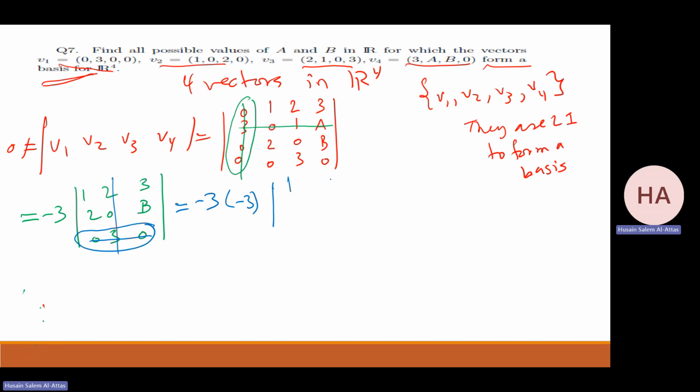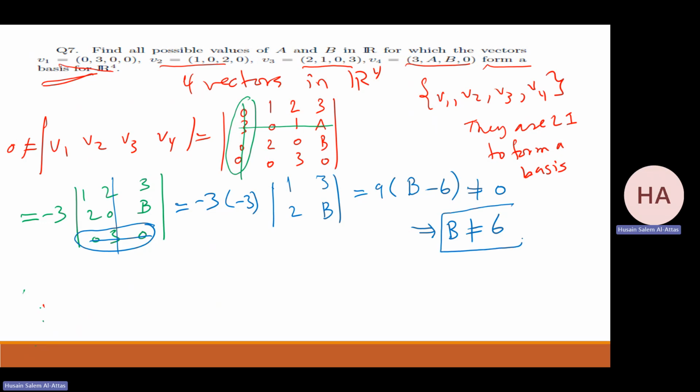I'm expanding now along the second row, the third row, second column: 1, 3, 2B, which is 9B minus 6. Yes, 3B minus 6. That should not be equal to 0, which means B should not be equal to 6. Is there any restriction on A? No. A can be any value. So the only restriction is that B should not be equal to 6.